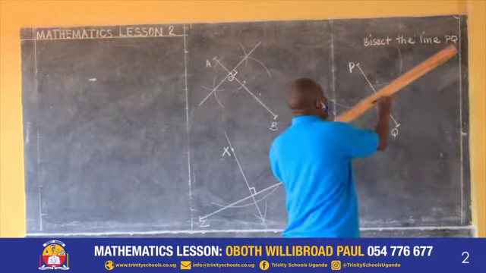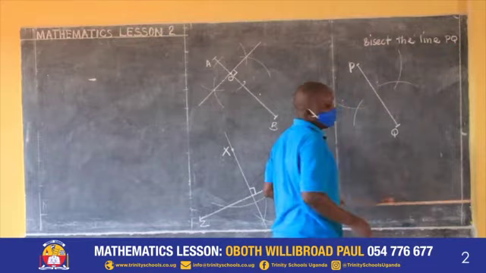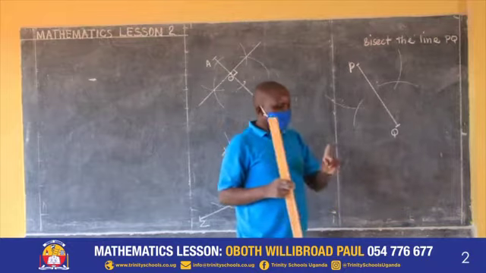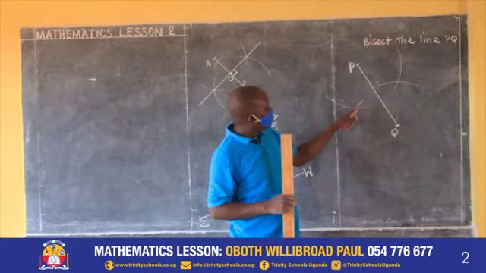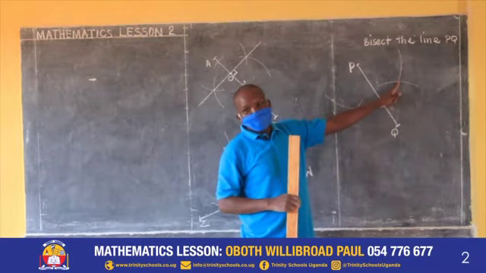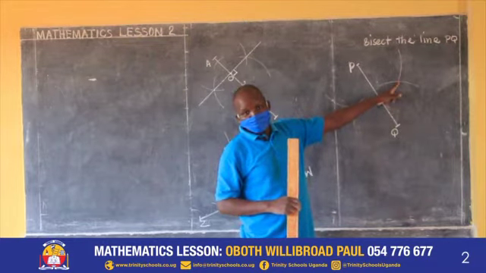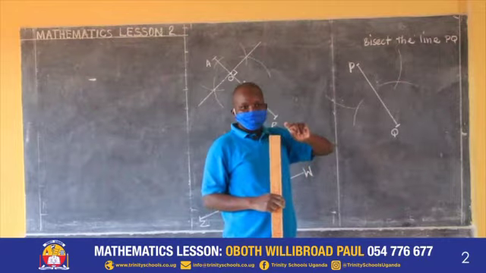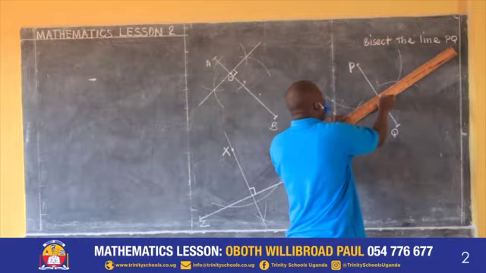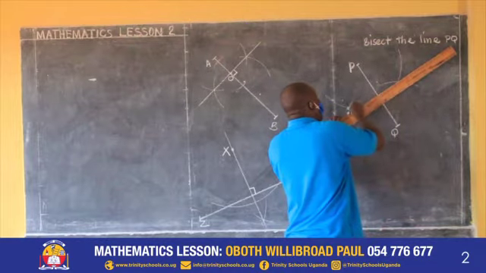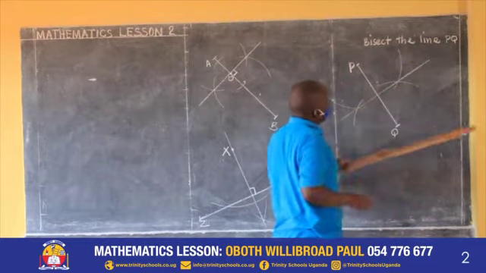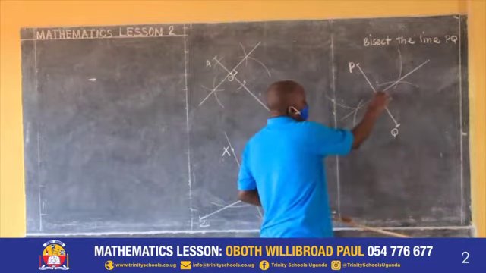And so this is, yes, we said if you want to be very accurate, get your compass pin and prick at the points where the arcs meet. Prick there. Why? So that when you are joining, your pencil passes through the holes that you've made with the compass. So you carefully join, and that will be a right angle.